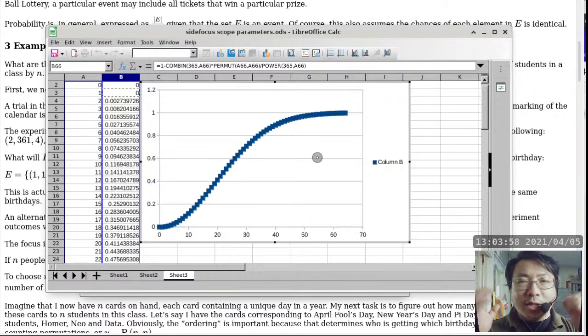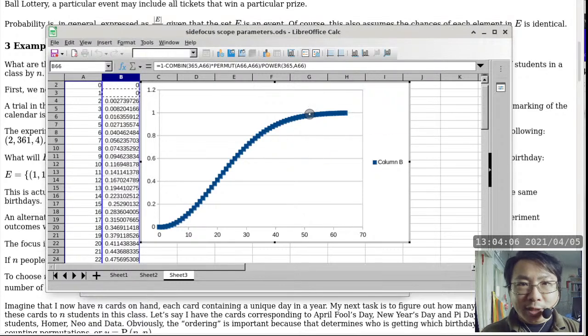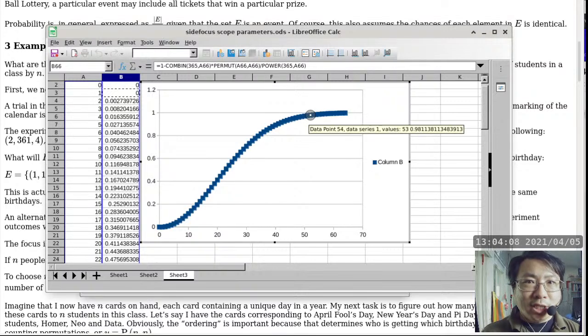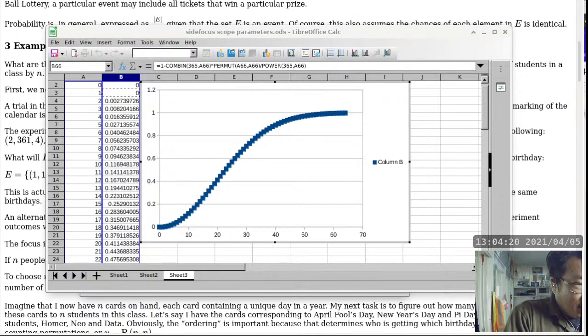Intuitively it makes sense. But what is not intuitive is how we get close to 1 even when the class size is 50 or so. It is already pretty close to 1. And it basically just stays very, very close to 1 until we get to 366. That is interesting.